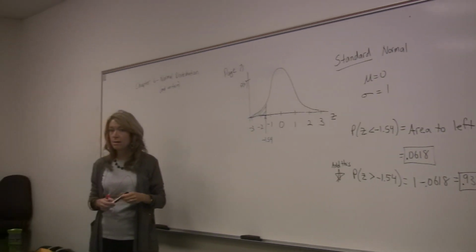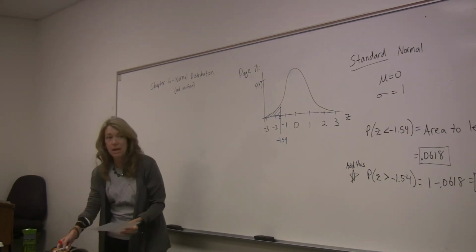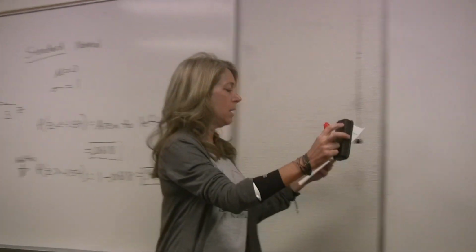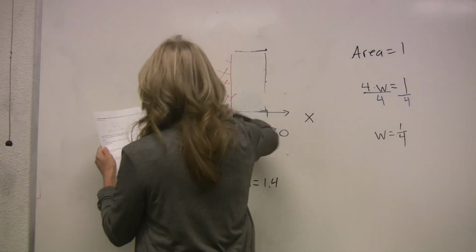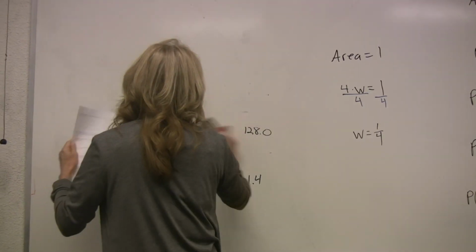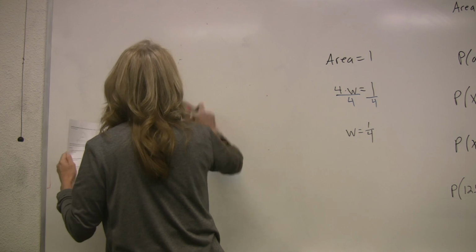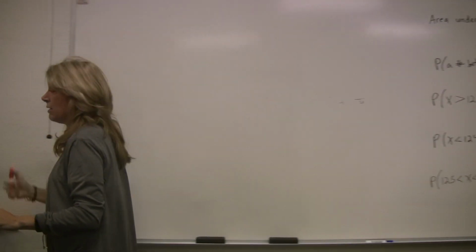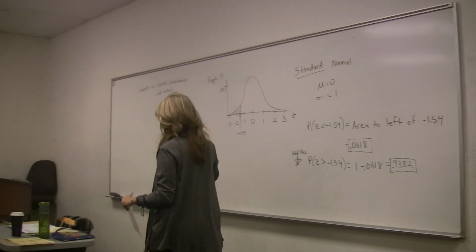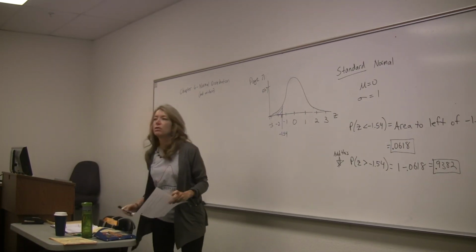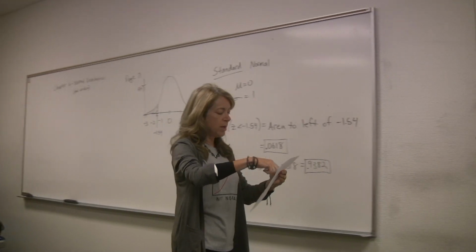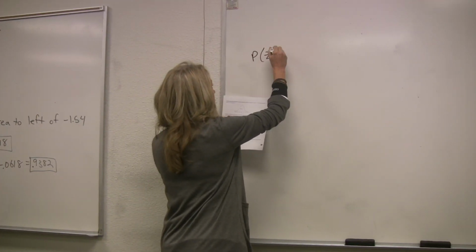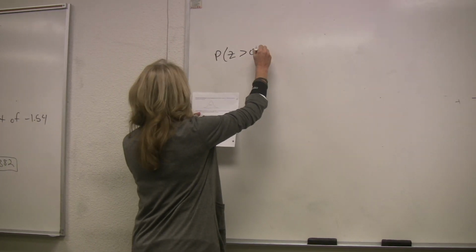Still good? Okay, let's do question B. Notice I keep drawing the little picture off to the side there for you. Eventually I'll stop drawing them on your notes. You'll have to draw them on your own. You'll get fairly good at it eventually. Mine are not always perfect either, but just as long as you have the general shape, it helps. So question B has the probability that z is greater than 0.5.